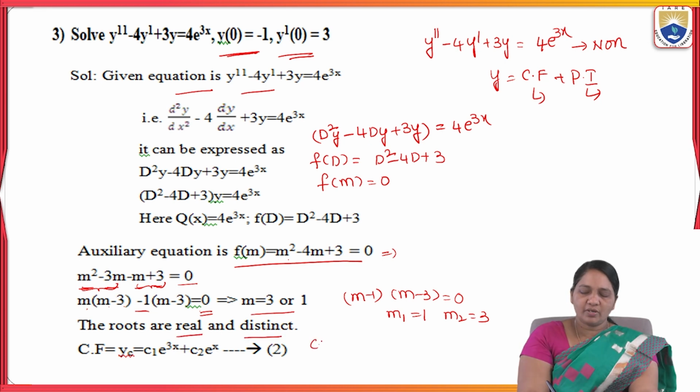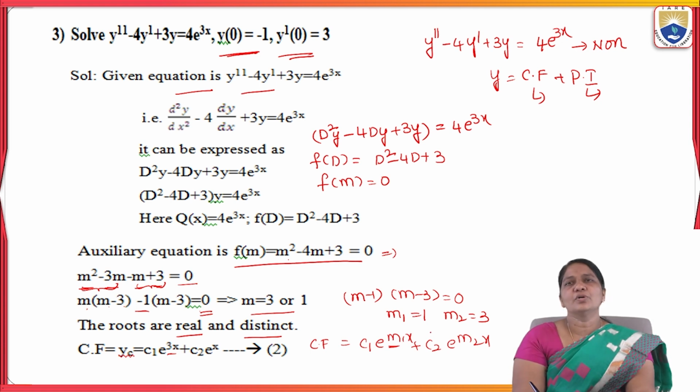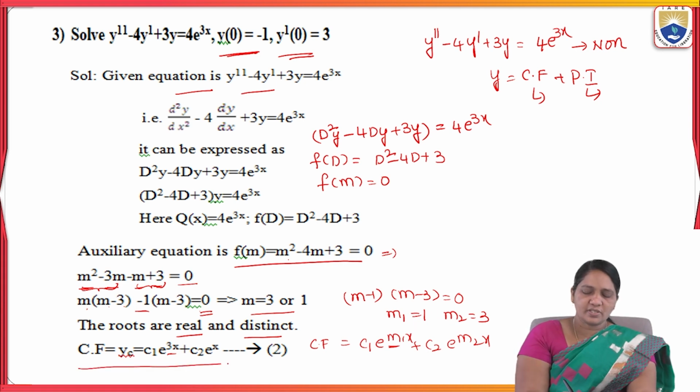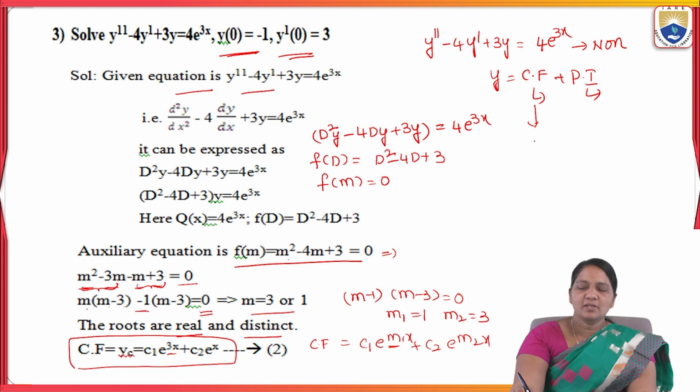So what is the complementary function? The complementary function is c1 e power m1x plus c2 e power m2x. What is the m1 value? m1 is 3, otherwise 1 also, and m2 is 1 or 3 also. You can take either one as m1 or m2. So finally the complementary function is c1 e power 3x plus c2 e power x. That means the first part is completed.